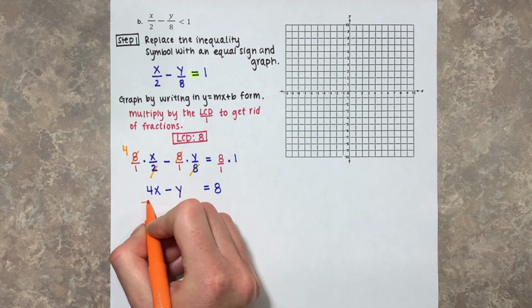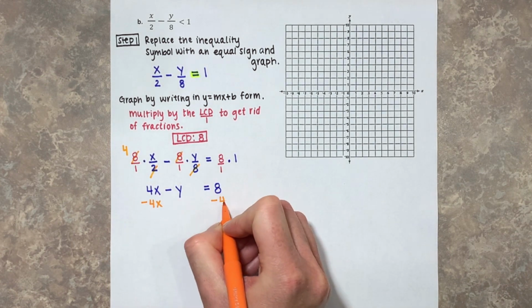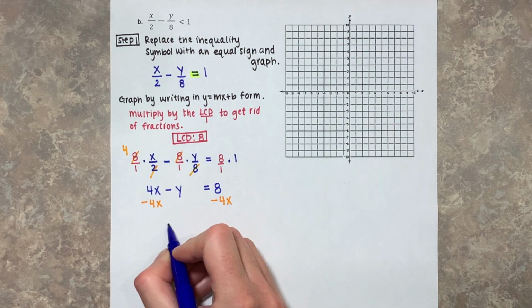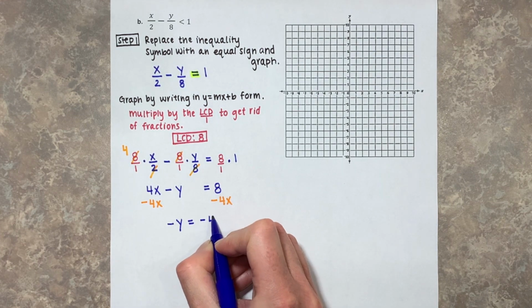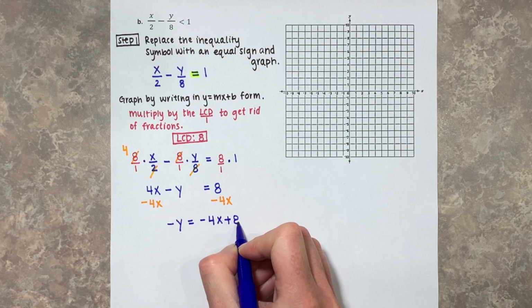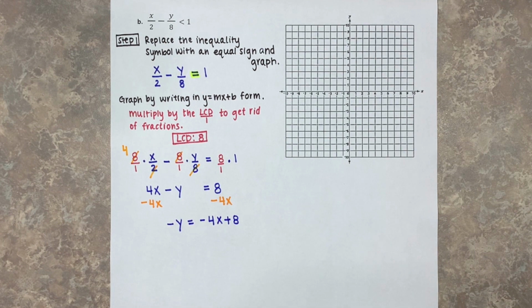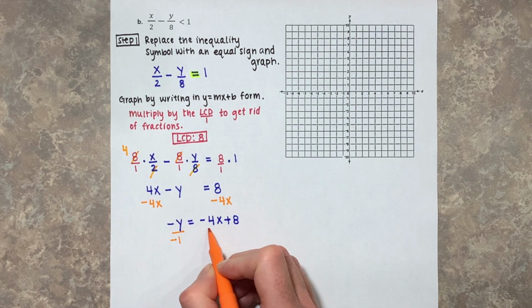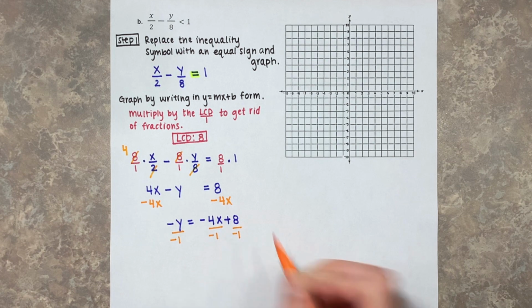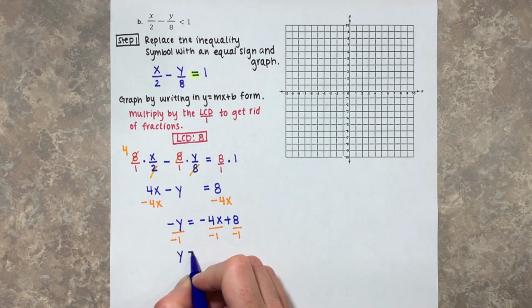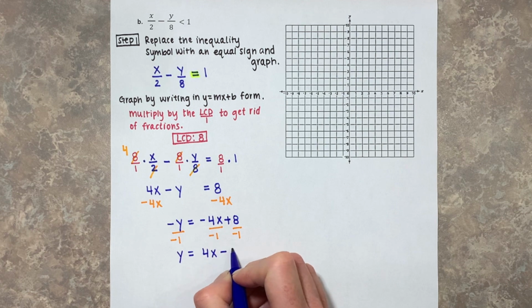Let's subtract 4x. That will leave us with negative y is equal to negative 4x plus 8. And now to isolate y, we can divide by negative 1. And that will leave us with y is equal to 4x minus 8.